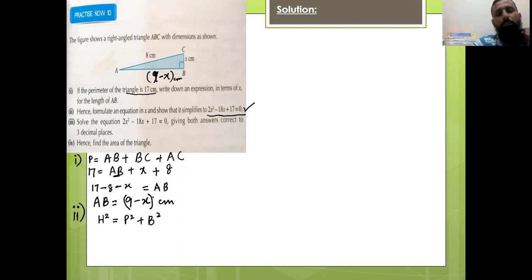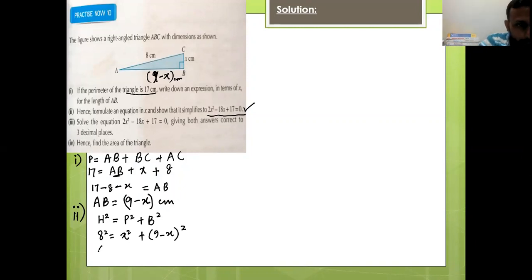Now, what is the hypotenuse? It's 8, so 8 squared. What is the perpendicular? The perpendicular is x squared. And what is the base? The base is 9 minus x, the expression which we just found. Okay, dear students, so let's try and open the bracket 9 minus x.